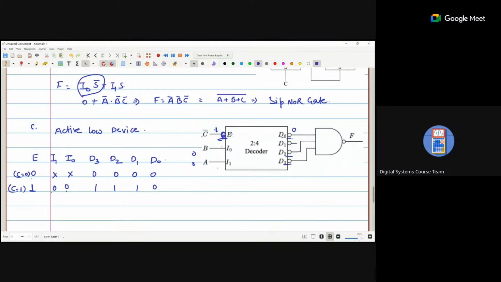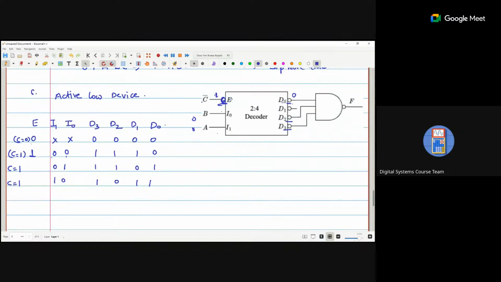Okay, C is 1, 0, 1. D1 is 0 and all are 1. C is 1, 1, 0. D2 is 0 and all are 1. Okay. And C is 1, 1, 1. This one is 0 and all are.